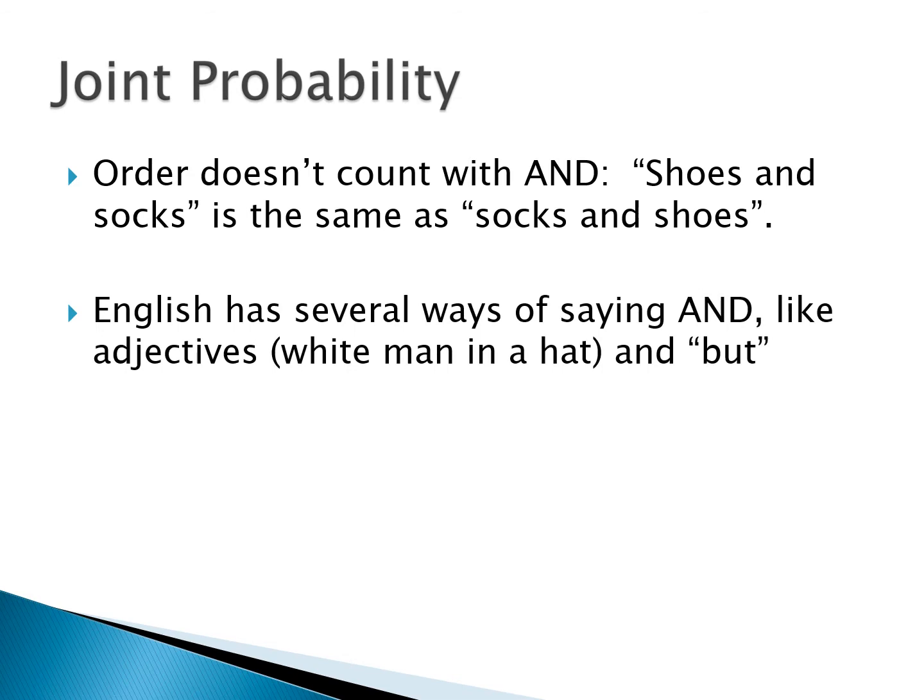The second thing is that English has several different ways of saying and. For example, if I say a blonde woman, that's a person who is both blonde and female. Also, the word but means exactly the same thing as and when it comes to probability. I didn't study, but I passed is the same as I didn't study and I passed. It says the 2 things happened. 1, you didn't study. 2, you passed.